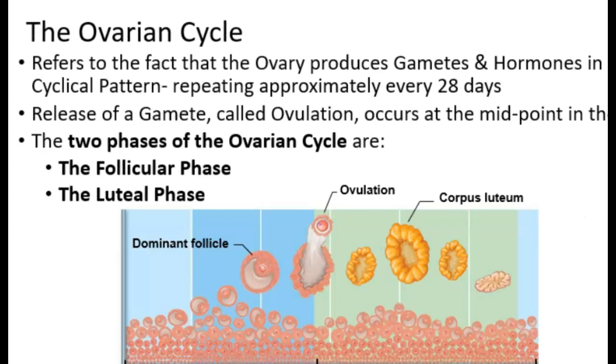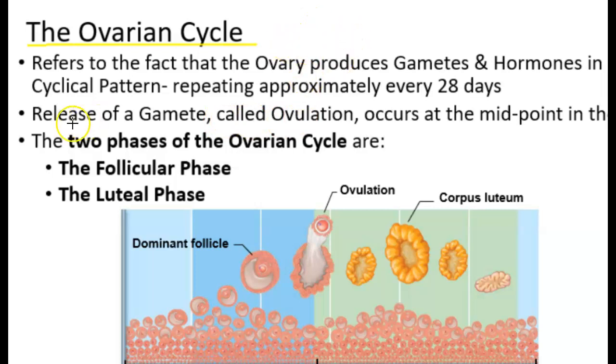So the ovary has these functions: gametogenesis, ovulation, and production of hormones, and it performs these various functions in a cyclical pattern. We call this pattern the ovarian cycle. When you see that phrase, what it refers to is the fact that the ovary produces gametes and hormones in a cyclical repeating pattern. The pattern repeats approximately every 28 days, or once a month.